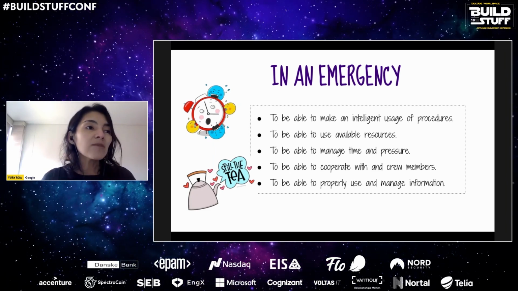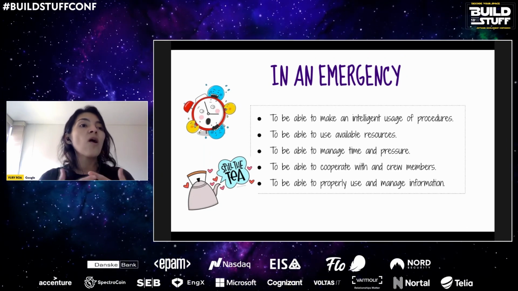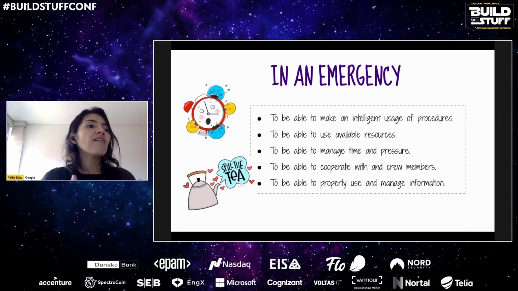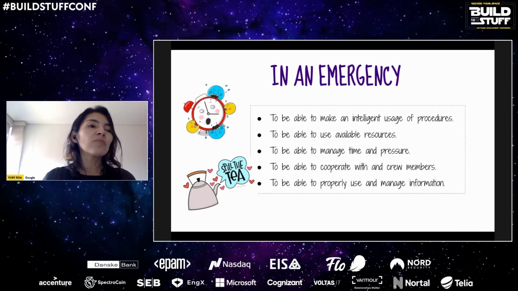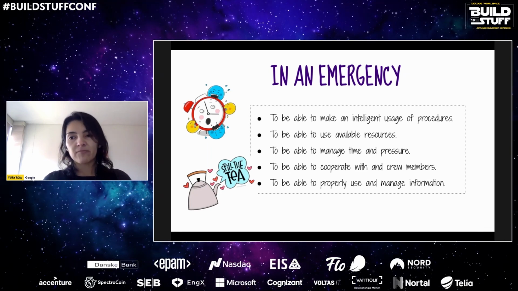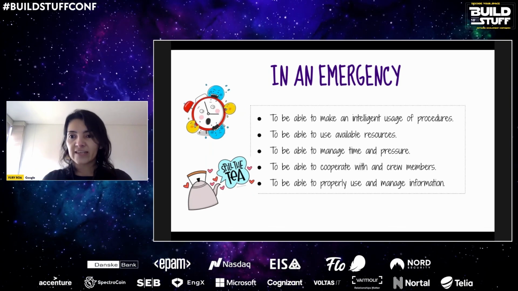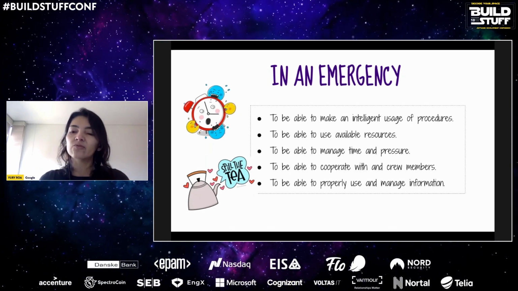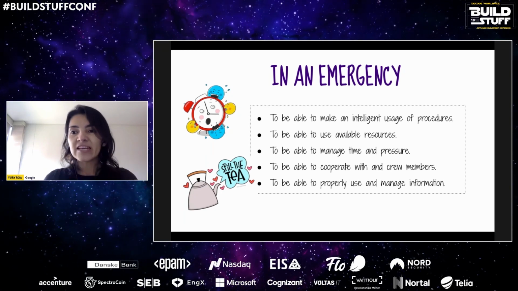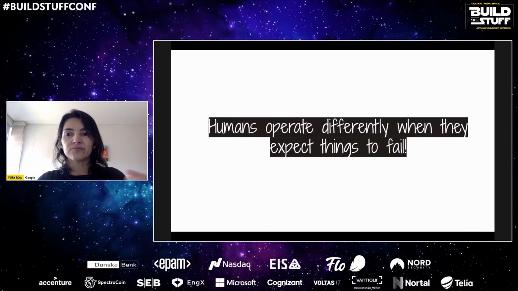It is very important to be able to properly transfer knowledge and know-how from a specific context to a different one. And finally, we should be able to properly use and manage information and communication technology equipment. Because if we have a lot of tools in a critical situation, it's really important to know how to use them and to have the capability to manage the time and the pressure while managing these tools.